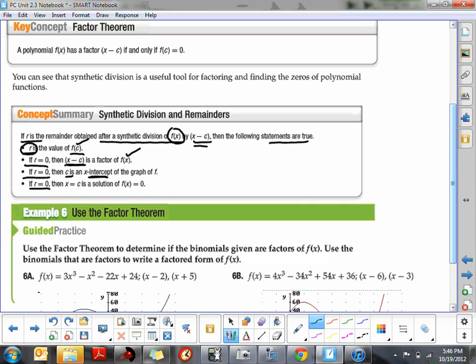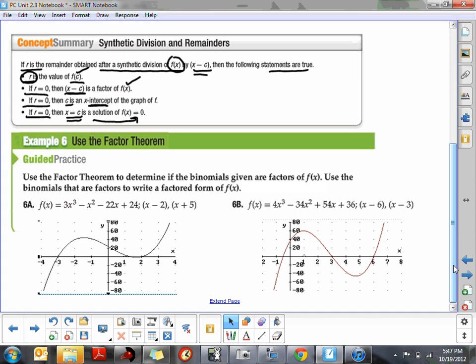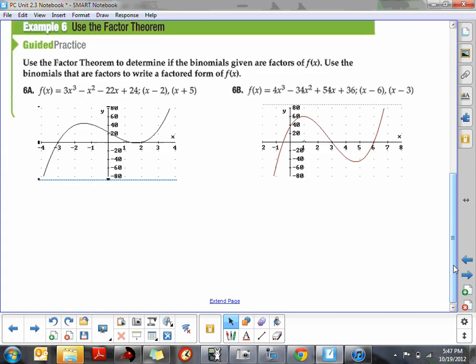And if r is equal to 0, then x equals c is a solution or a root of f at x equals 0. So if r is 0, we know that x minus c is a factor. If x minus c is a factor, we then know that c is an x-intercept. If it's an x-intercept, then we now know that x equals c is a solution or a root of the function. So let's see how this all plays out in our practice problems here.